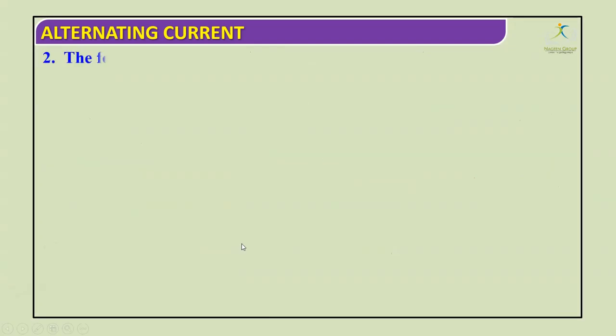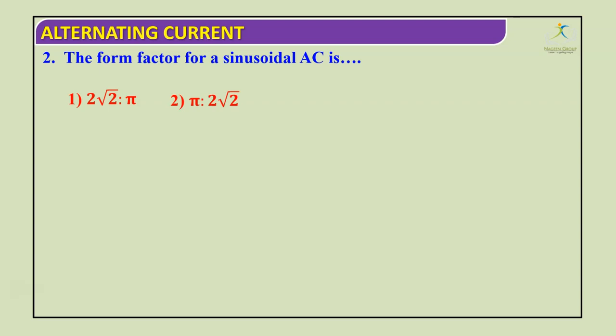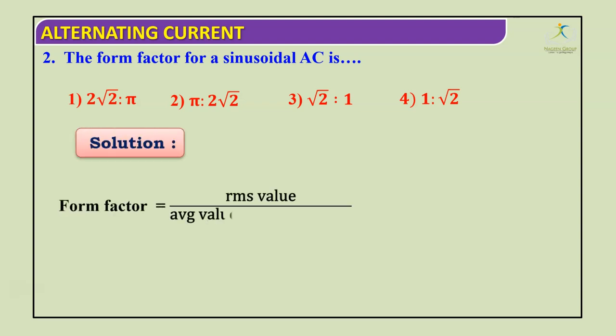Moving ahead with a new question: the form factor of a sinusoidal AC is 2 root 2 ratio pi, pi ratio 2 root 2, root 2 ratio 1, or 1 ratio root 2. The solution: form factor means RMS value and the average value over a half cycle. The RMS value is I naught by root 2 and the average value is 2 I naught by pi.